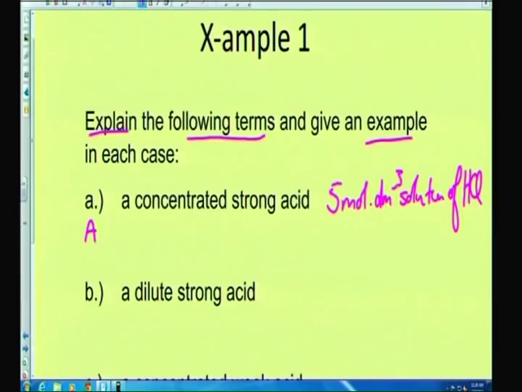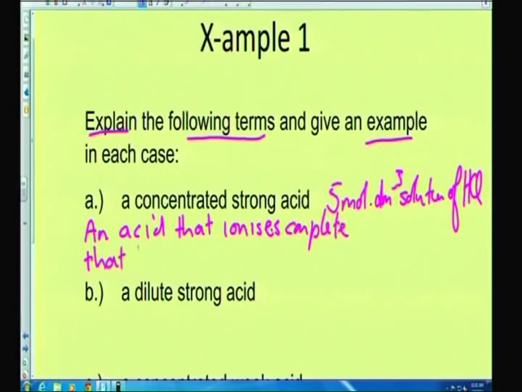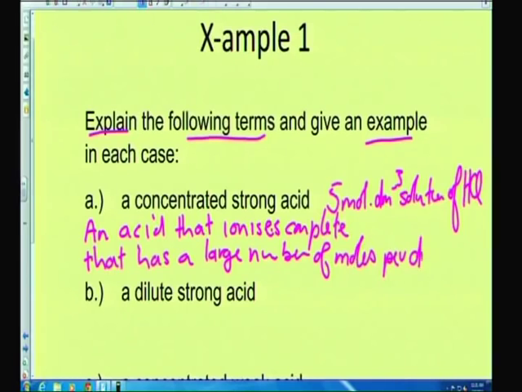Concentrated strong acid means an acid that ionizes completely. That's the strong bit. The second bit is that has a large number of moles per decimeter cubed, or volume decimeter cubed of solution.